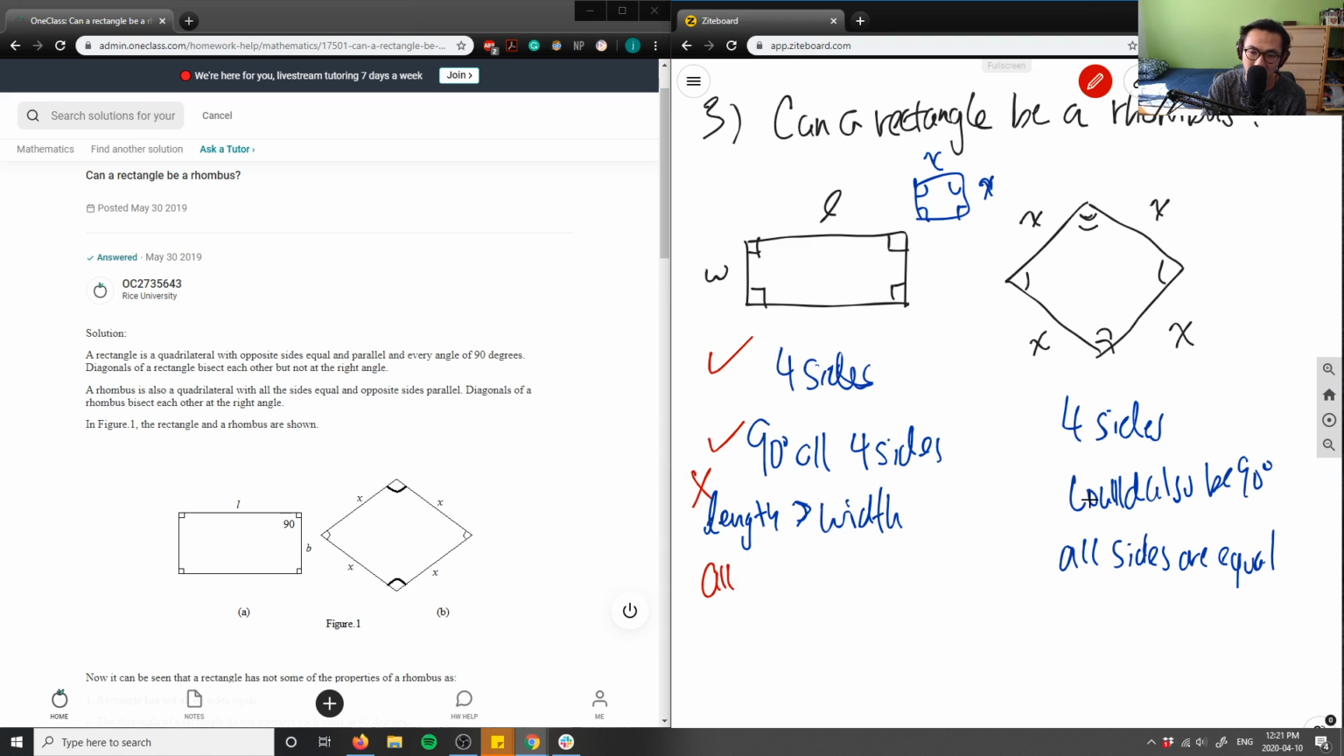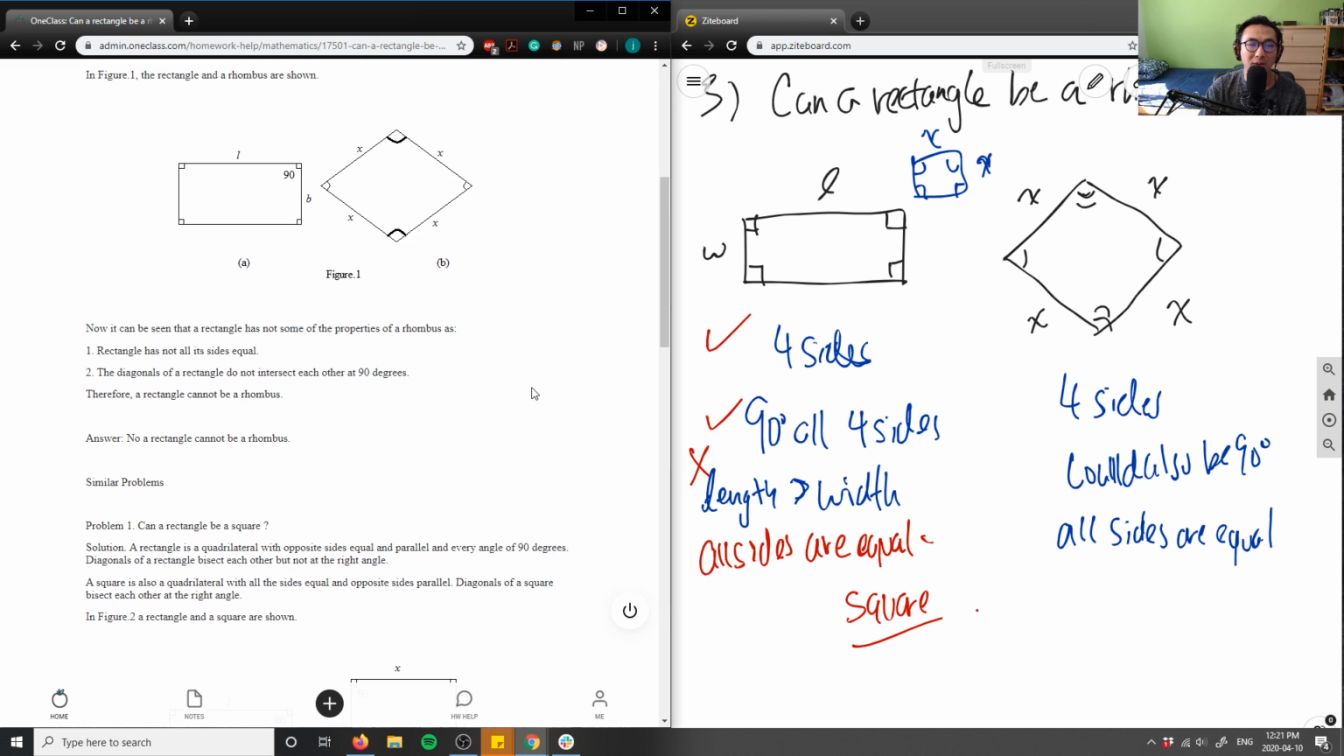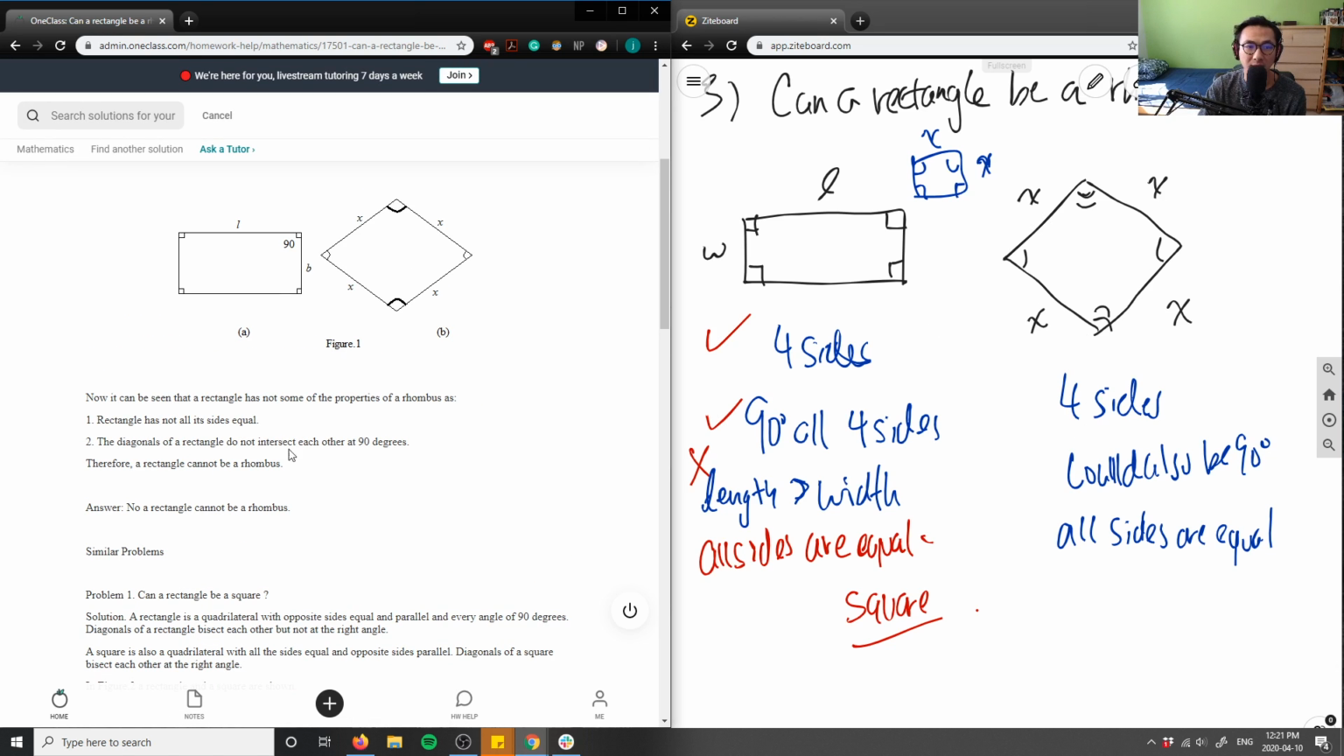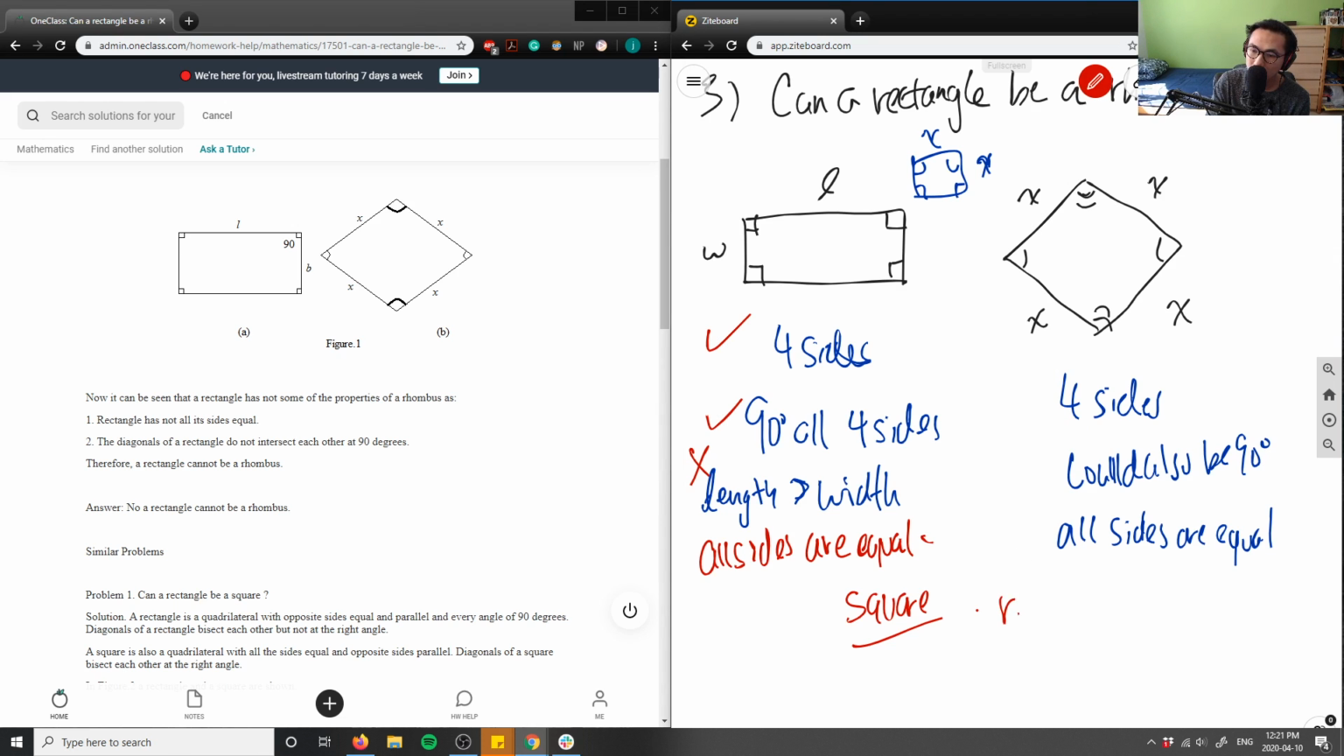Because if all sides are equal, then this is the property of a square, right? Which is not a rectangle, which means I'm fulfilling step 1 and step 2, but the step 3 criteria is not being met. So if step 3 is not being met, the rectangle cannot be a rhombus. So that's going to be my answer here. A rectangle cannot be a rhombus because of this criteria: all sides are equal. It's not, because all sides cannot be equal to each other.